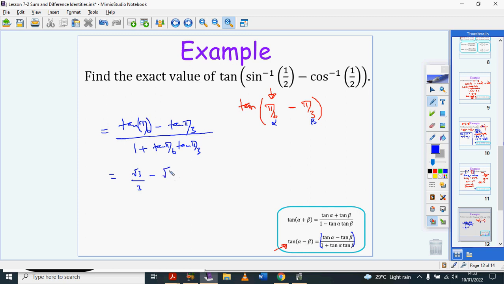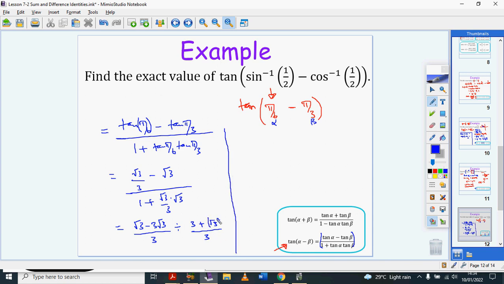And tan of 60 is just root 3. So tan of 30 is root 3 over 3, and tan of 60 is just root 3. So this is now an arithmetic problem. I can simplify it. The numerator will be root 3 minus 3 root 3 divided by 3. And the denominator will be 1 plus root 3 over 3 times root 3, which is root 3 squared, all divided by 3, right? It's now an arithmetic problem, so you can solve it any way you want.